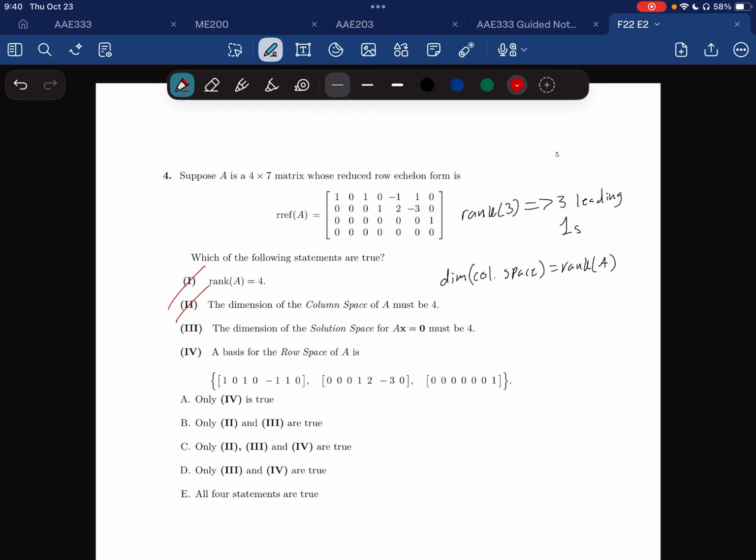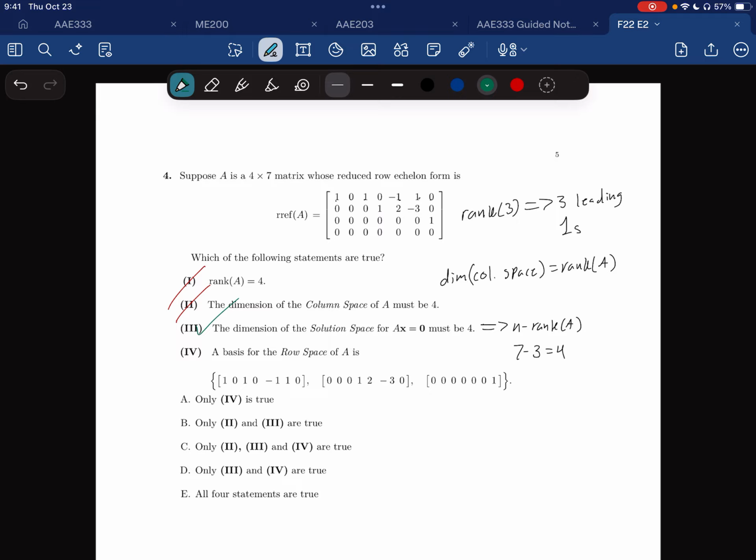The dimension of our solution space is 4. Now this one is true. Why is it true? Because the way we can find this is by doing n minus rank of A. What is n? n is the number of columns we have. How many columns do we have? We have 1, 2, 3, 4, 5, 6, 7 columns. Rank of A is 3. 7 minus 3 is 4. So 3 is true.